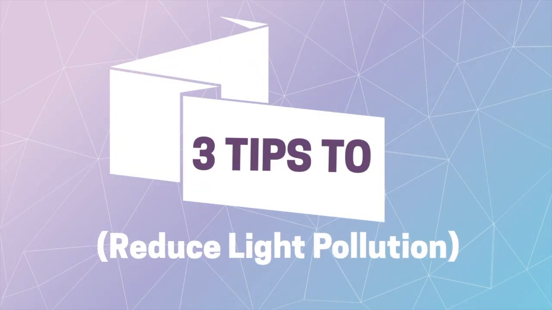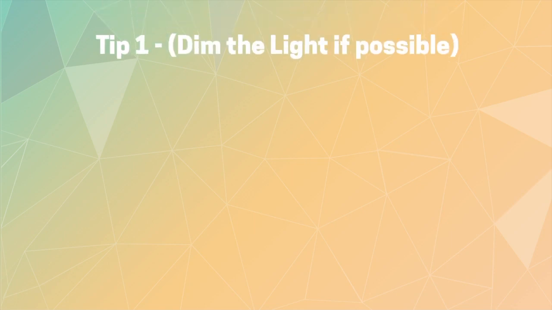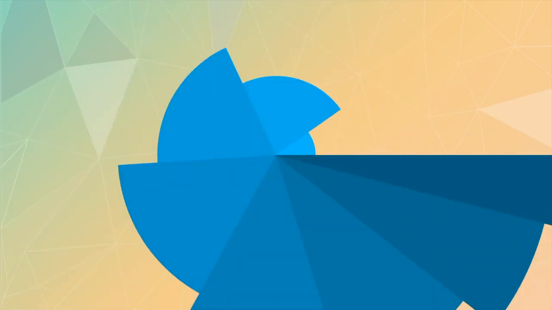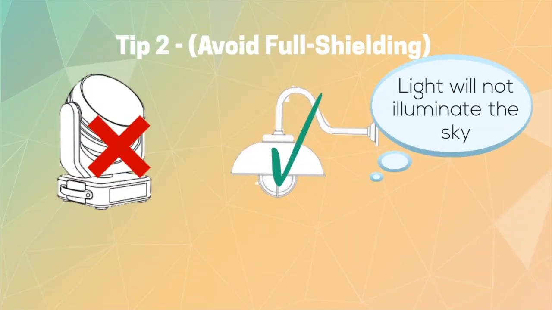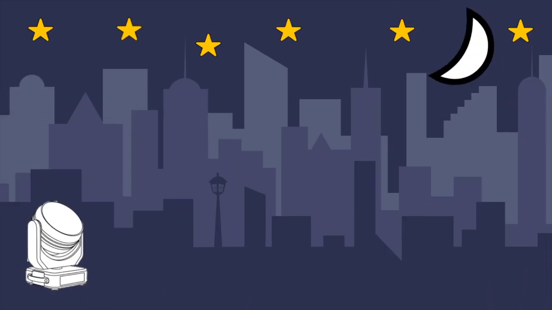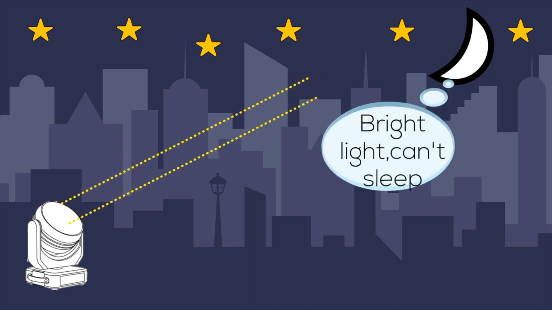Here we propose some ways to reduce light pollution. The first way is to avoid overlighting. Dim the light if the situation permits. The second way is avoiding full shading. Do not allow luminaries to send any light directly at or above the horizontal. Light in this range travels a long distance through the atmosphere and worsens the light pollution.